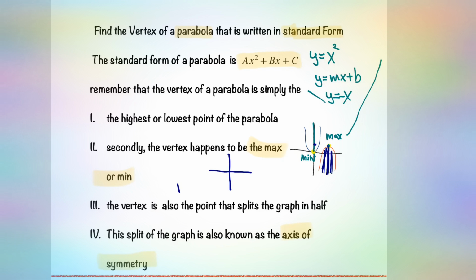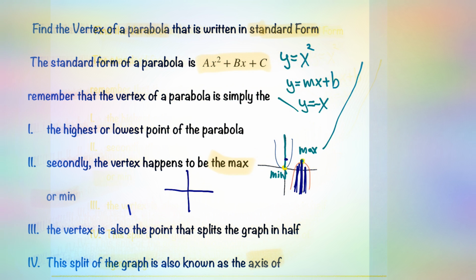Okay, so we are told to find the vertex of a parabola that is written in standard form. The standard form of a parabola is ax squared plus bx plus c. But we know that this extra stuff here may not always be applicable if you only have a parabola that's like x squared something. This represents the shifting and contracting and other moves that are done by this parabola.